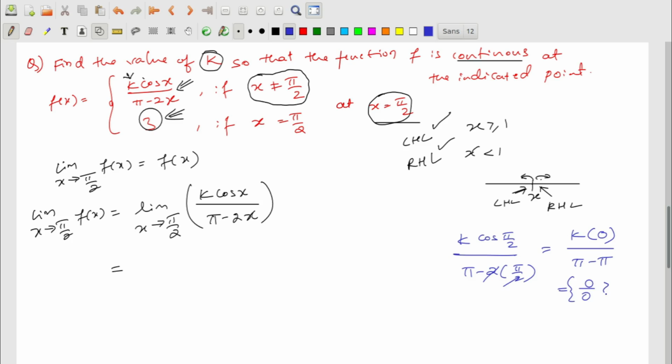So now here the limit is in 0 by 0 form, and we all know if the limit is in 0 by 0 form, you can use L'Hospital's rule. What is that L'Hospital's rule? You can take the derivative of the numerator and then the denominator separately. If it is in 0 by 0 form, you can take the derivative of the numerator, derivative of the denominator separately. So what we get here, limit x tends to pi by 2.